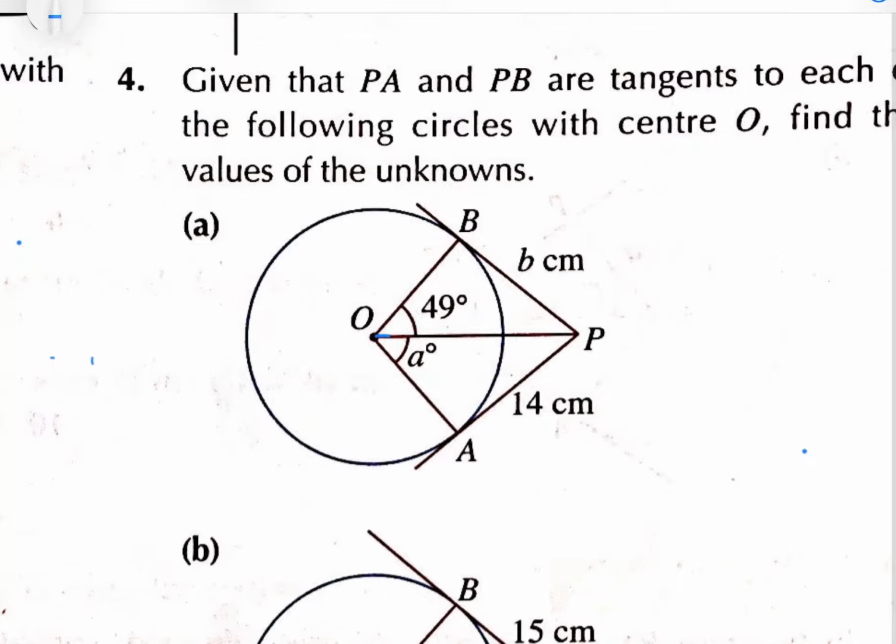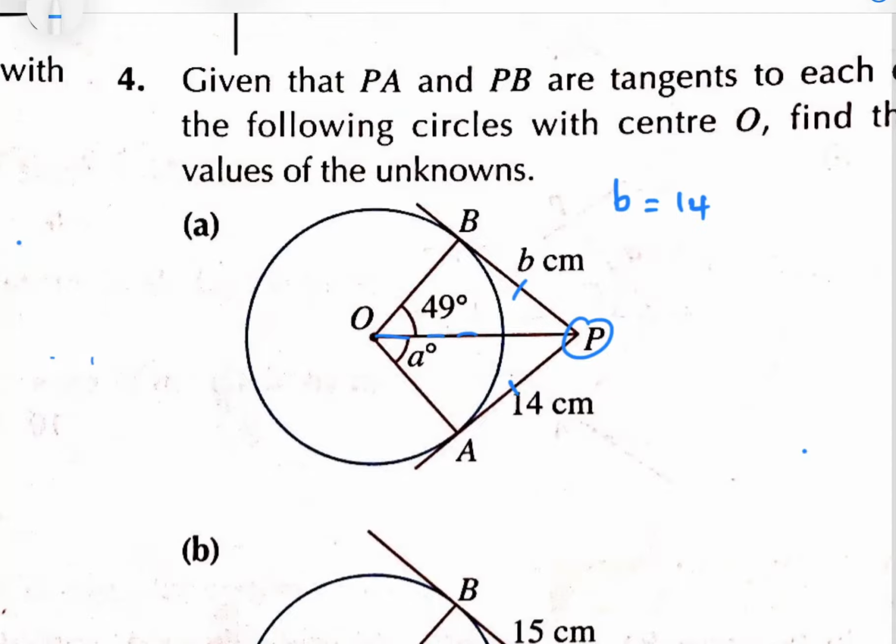Okay. PB and PA are tangents. And therefore they are equal because they are coming from the same external point P. So these two sides are equal. So B is equal to 14.